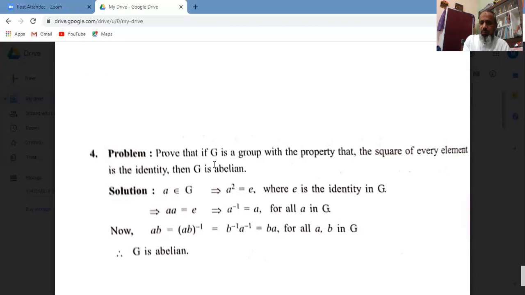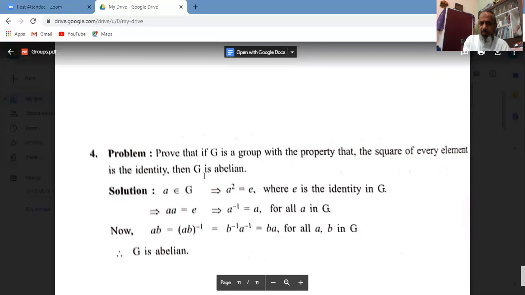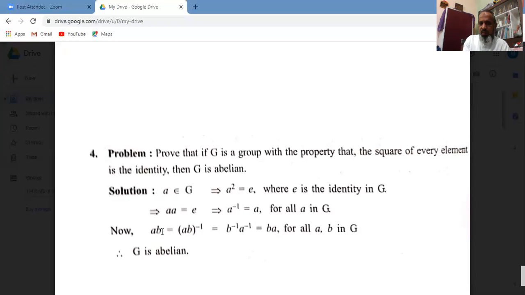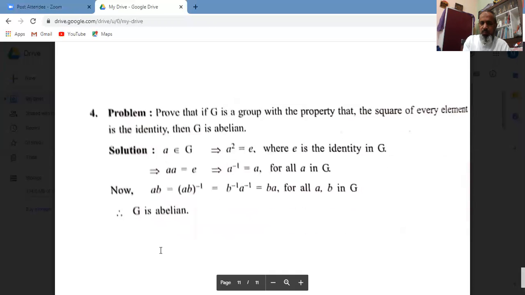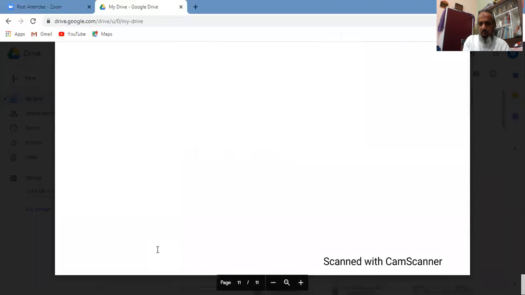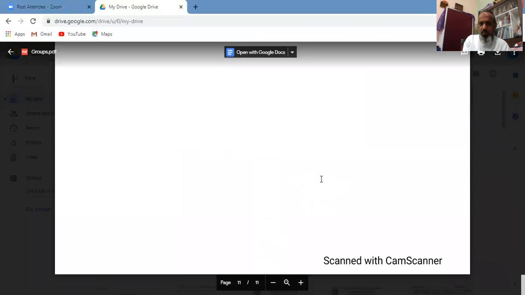So if the group G has the property that the square of every element is the identity element, then we are getting AB is equal to BA. It satisfies the commutative property with respect to multiplication. Hence, the group G is an abelian group. So I think you have understood this problem. So let me stop here.